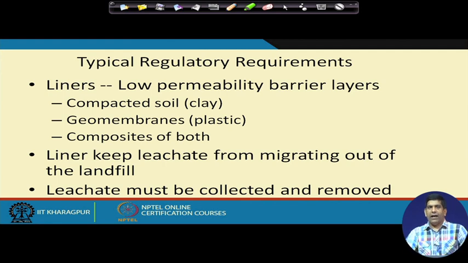It's like a huge polythene bag at the bottom, and then the leachate will start ponding up. We cannot let the leachate pond up too much, because the pore water pressure will build up and a slope stability problem will come. So we need to collect this leachate and remove it within a set of pipes, and that is essentially the leachate collection system.